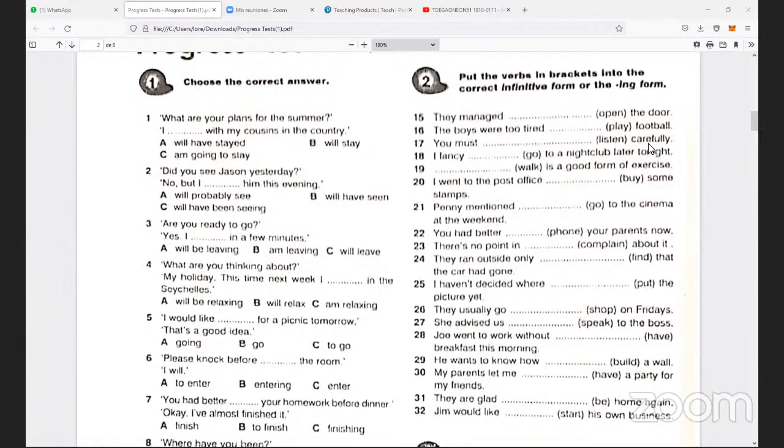I fancy going to a nightclub later tonight. Walking is a good form of exercise. Very good. I went to the post office to buy some stamps. Great. Penny mentioned going to the cinema at the weekend.